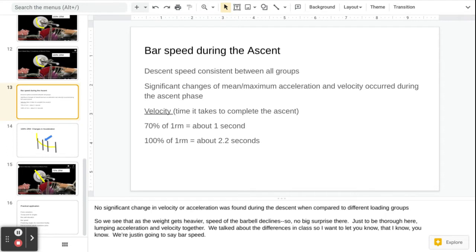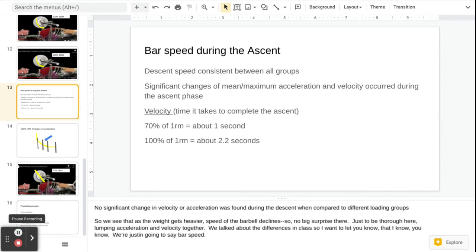No surprise there. Just to be thorough, when we've been saying bar speed, we've been lumping acceleration and velocity together. Now we're going to split those hairs. We talked about the differences in class. When we talk about the velocity, or the time it takes to complete the ascent, the biggest difference is between 70% of the 1 rep max, about 1 second to completion for the ascent, and 100% of the 1 rep max, which takes about 2.2 seconds.